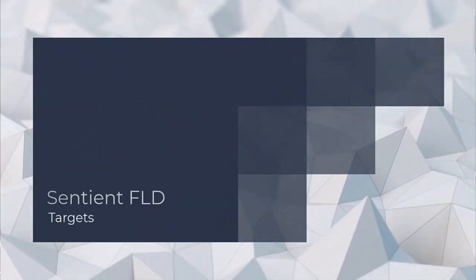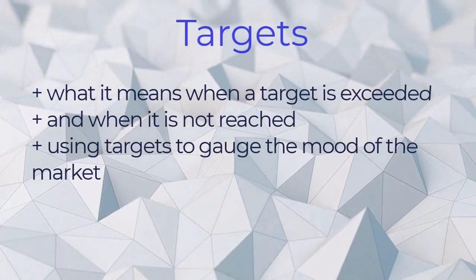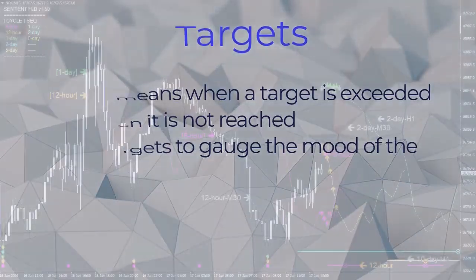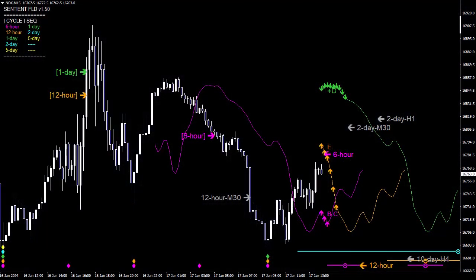In this video, we're going to speak a little more about the targets that we see on our charts. Targets are one of the most important features of the Sentient FLD indicator because they provide us with information that is only available to us as Hurst Cycles traders. So let's speak a little more about these targets and in particular what it means when they are reached and what it means when they are not reached, because not every single target is achieved and it provides us with useful and important information when it is not.